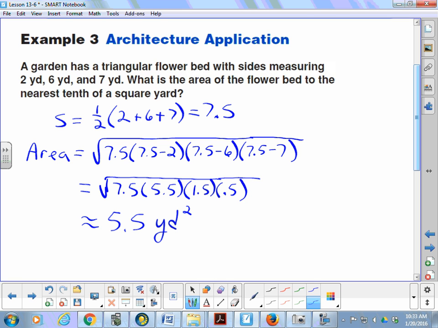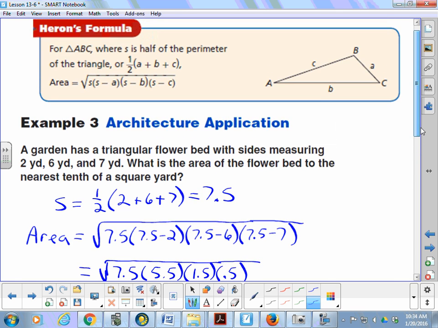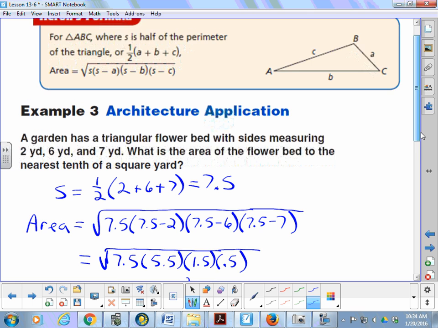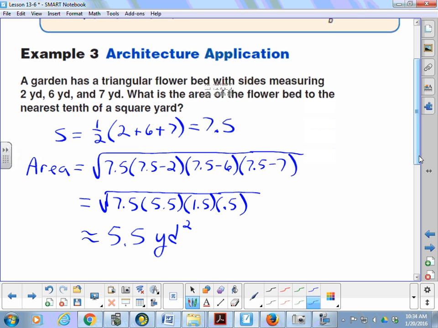All right, so there's the law of cosines material. If we know side, angle, side, we can find the third side of the triangle. If we know all three sides, then we can use the law of cosines also to find the missing angles. And then we can use Heron's formula to find the area of a triangle when we know all three sides.